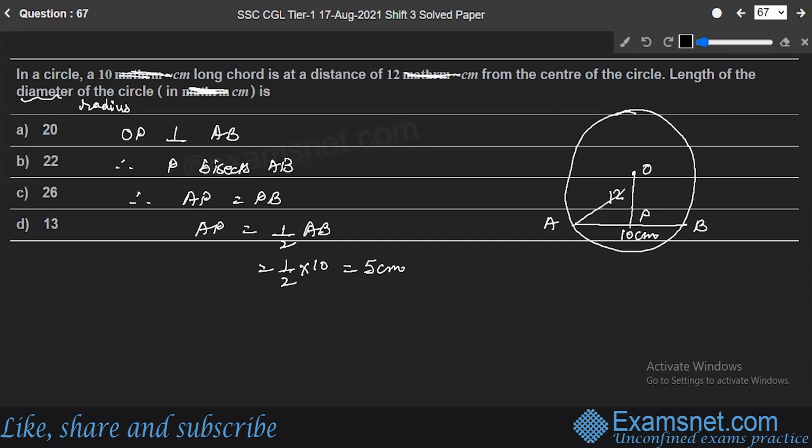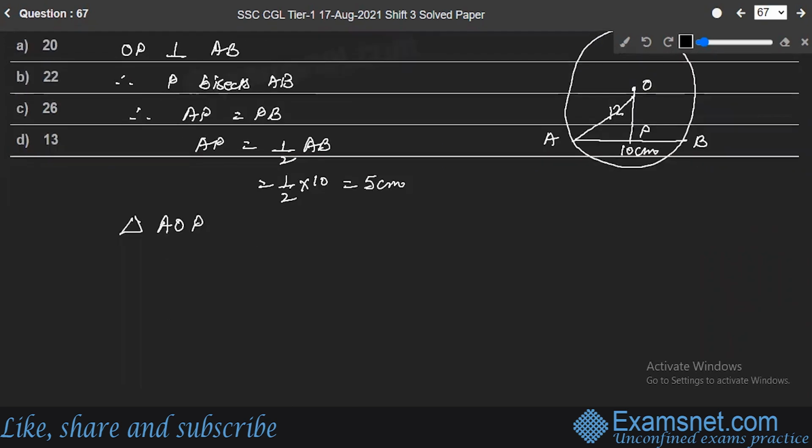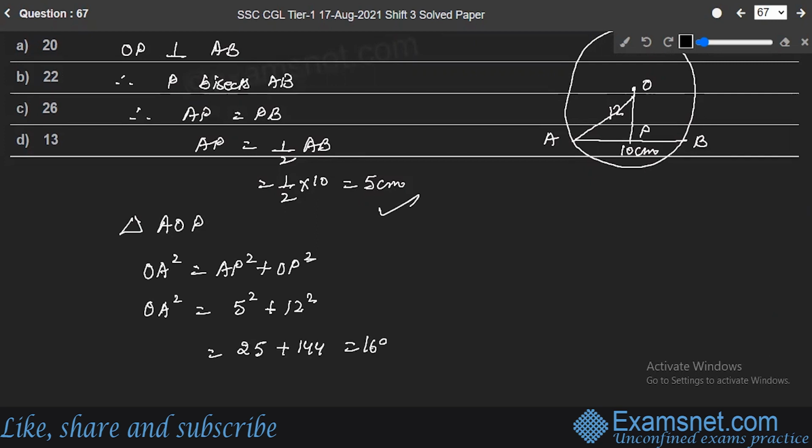Now let's consider triangle OAP. In triangle AOP, OA square is equal to AP square plus OP square. OA is the radius, I don't know it, I have to find it out. AP we just calculated, it was 5 square. OP is 12, it's given in the question. So 25 plus 144 gives you 169 centimeters.